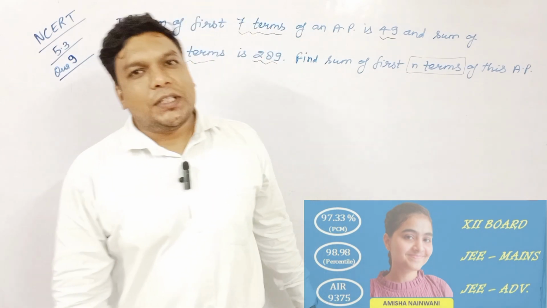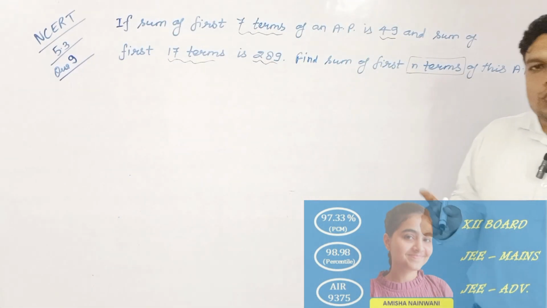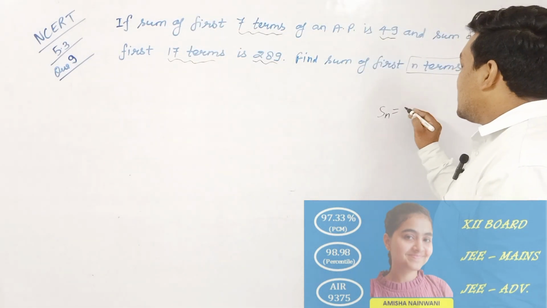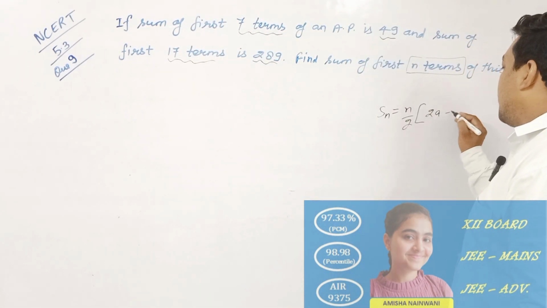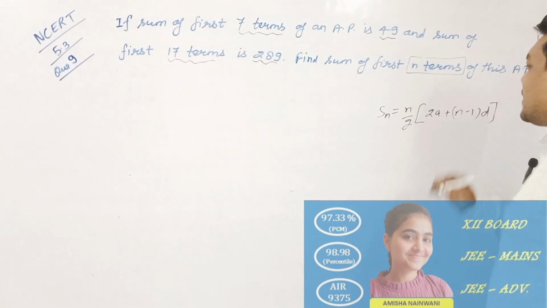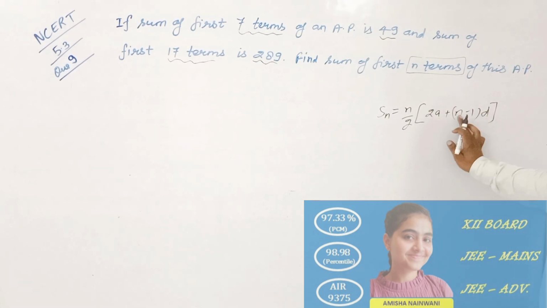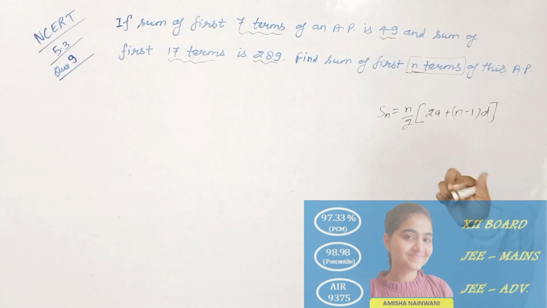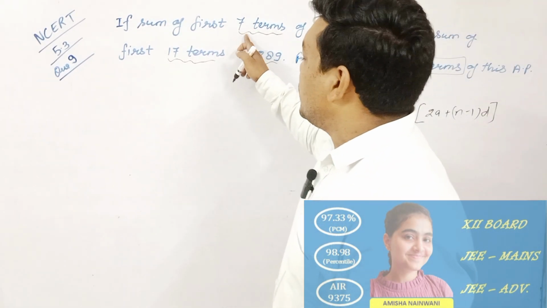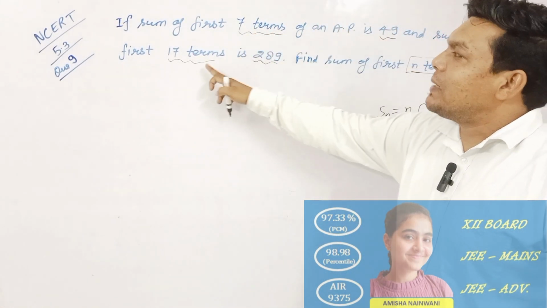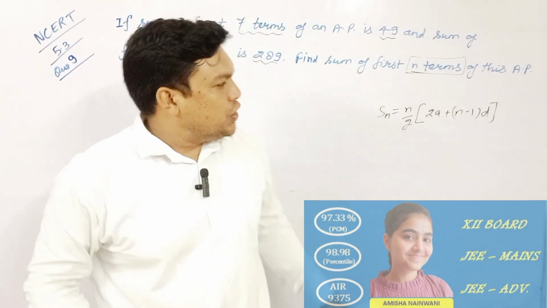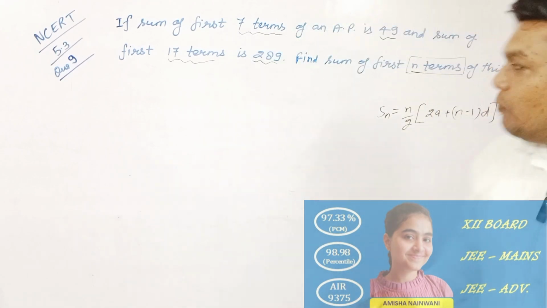So what is the formula of sum of n terms? Yes, very good. It is Sn is equal to n upon 2 bracket 2a plus n minus 1 into d. So to apply this formula, what do we need? Only a and d, and we have to find the sum of first n terms. So the answer will be in n only. We have to find a and d, and to find a and d, we are given two conditions. Sum of first 7 terms is 49 and sum of first 17 terms is 289. So by using these two conditions, we can find a and d, and just put a and d in this formula. You will find the sum of first n terms.